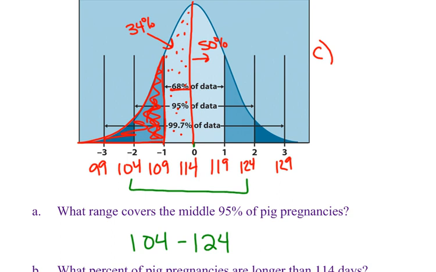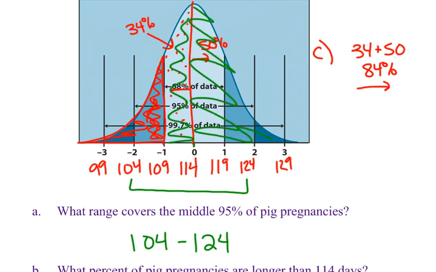So I'm going to do C up here so we can look at the graph. 34 plus 50 is everything to the right. So 84% of my data is to the right. But I'm actually looking for, so that's all this area. Let me shade it in green here. All of this, that's the 34. And then here's the 50 all the way to the end. That's the 84%. But I'm looking for the red.